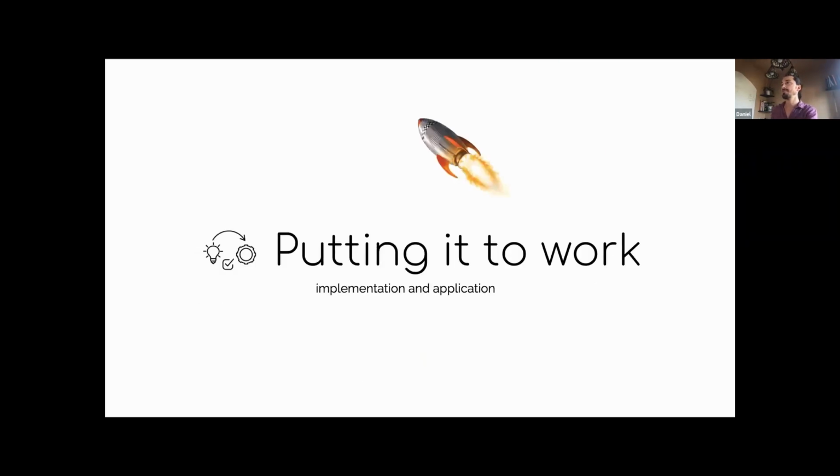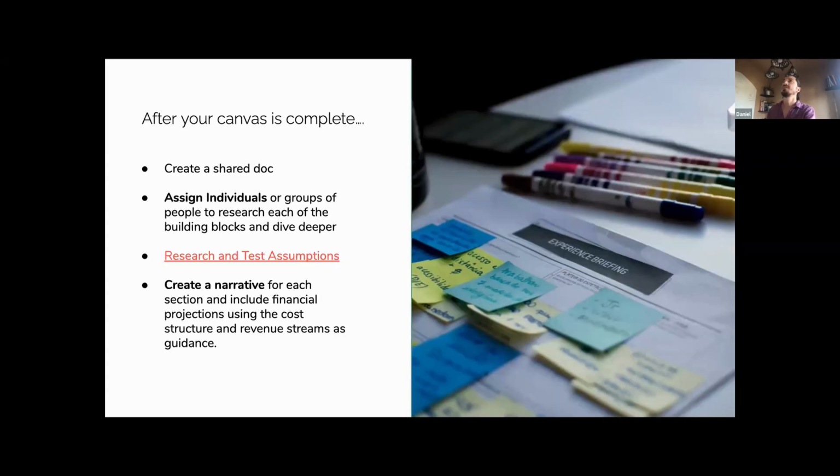And then just putting it to work. So implementation and application. After your canvas is complete, it's good to create a shared doc. Transparency is key here. You can assign individuals or groups of people to research each one of these building blocks. Maybe you start off as a group, but then you separate and dive deep into each one of the building blocks. So maybe somebody's going to take customer segments, someone's going to take customer relationships, someone's going to take key partners. You can start together and then do some deeper research.